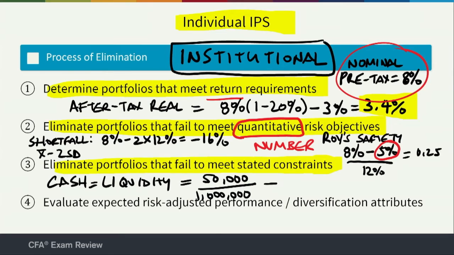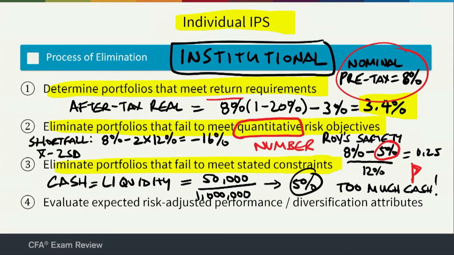If that were the case, the need for cash in the portfolio is 5%. So you'd eliminate portfolios that would not have enough cash. But be concerned here. I'm going to put a little red flag here. Just because we calculate the amount of cash to have is 5%, watch for portfolio choices that would have too much cash. Let's say, for example, a 10 or 15% allocation in this case.